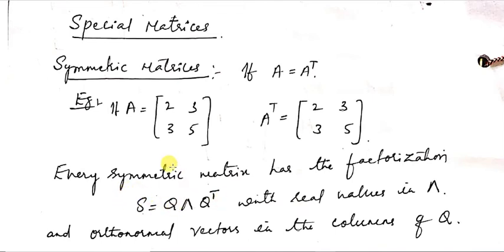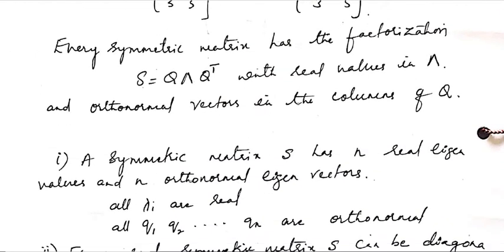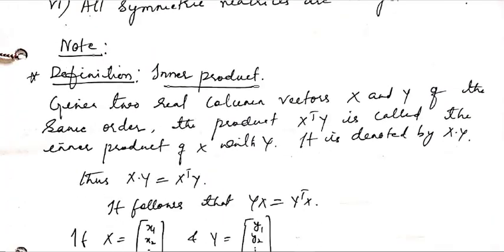So every symmetric matrix has the factorization Q lambda Q transpose with real values in lambda and orthonormal vectors in the columns of Q. So moving on to the next matrix. The next special matrix is the positive definite matrix.